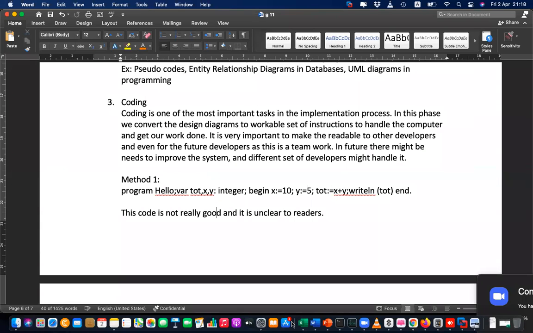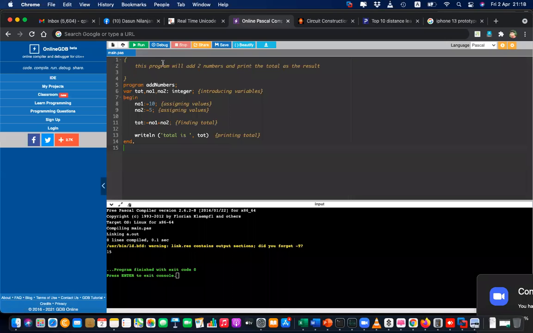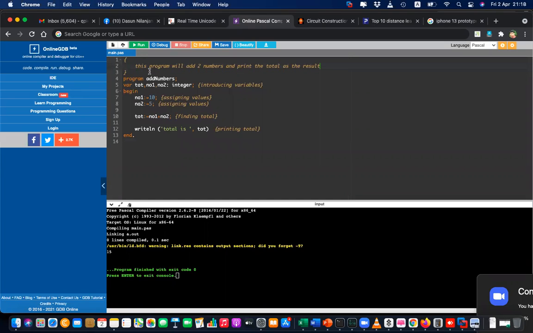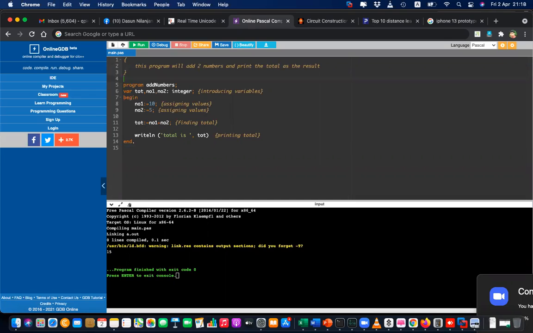In this second method, I'm writing the same code, same number addition, but you can see it explains the purpose of the code. In the first line, this is a comment. Whatever is inside the braces is called a comment. The comment explains the purpose of the code: this program will add 2 numbers and print the total as the result. The program is named add numbers, a meaningful name. Total, number 1 and number 2 variables also have meaningful names. And introducing variables, that is the comment that shows what is happening in this line.